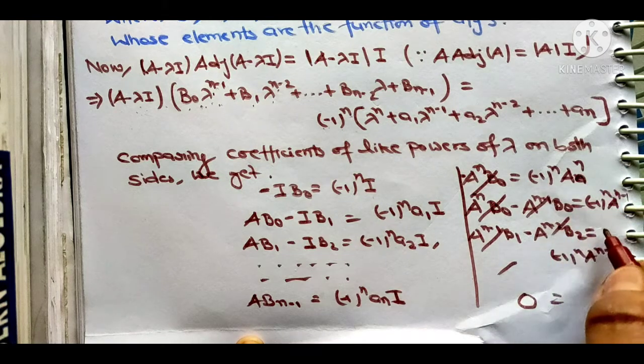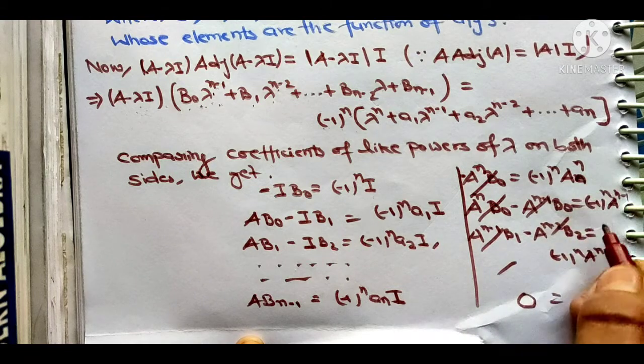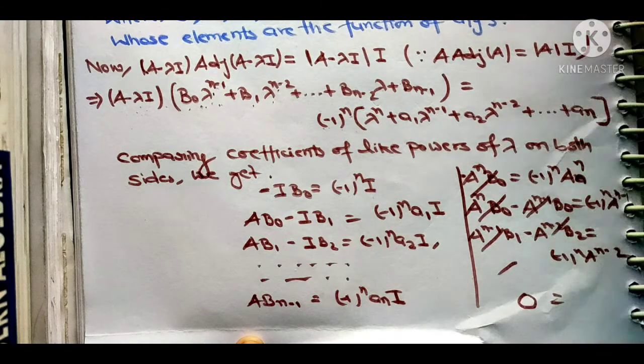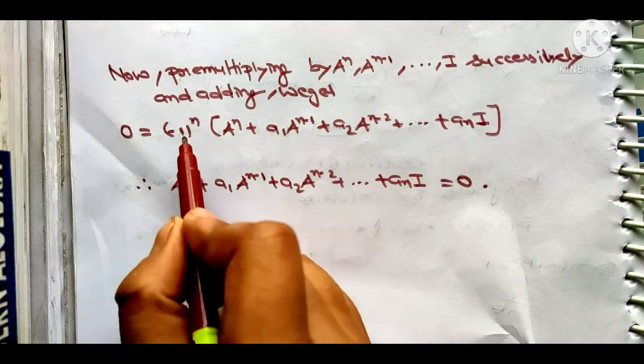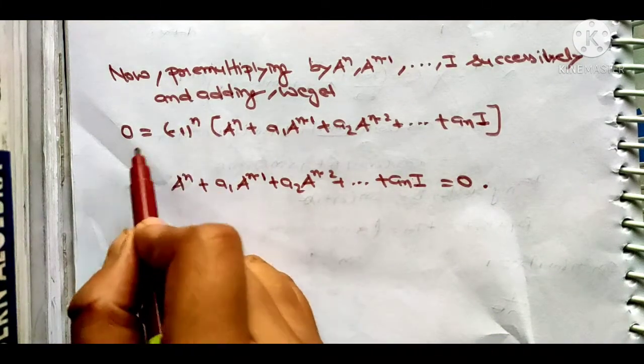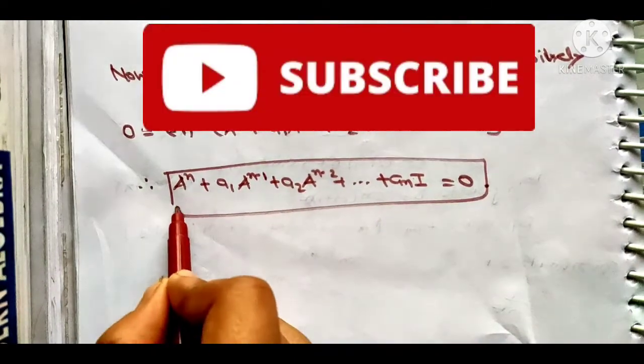And we simply take the common (-1)^n and write the rest of it in the bracket. So we get this result, and now we put the (-1)^n on this side. We will get this result, which is Cayley-Hamilton theorem.